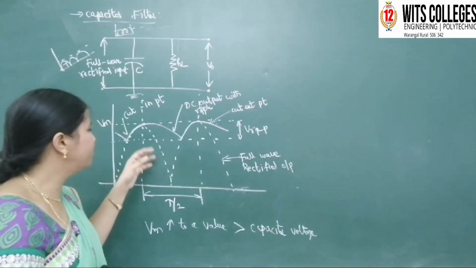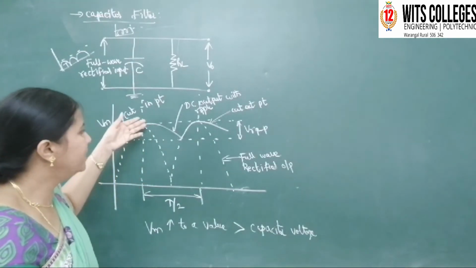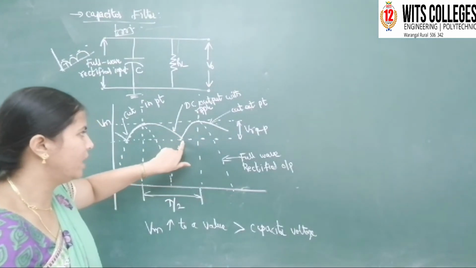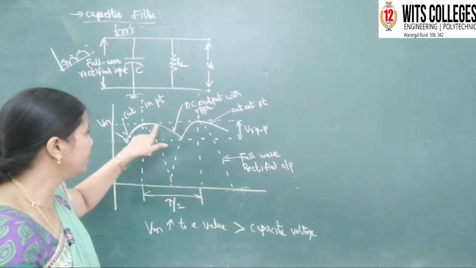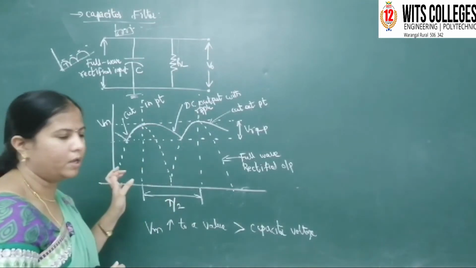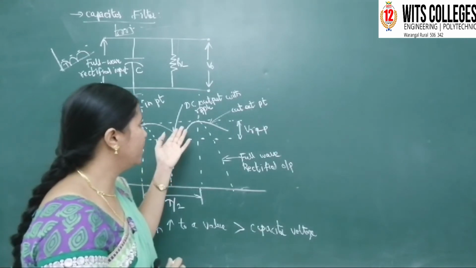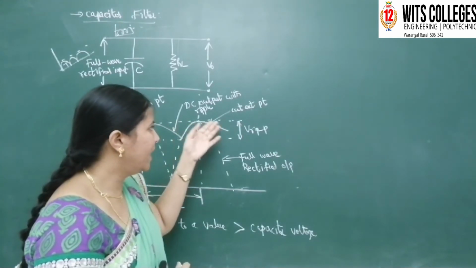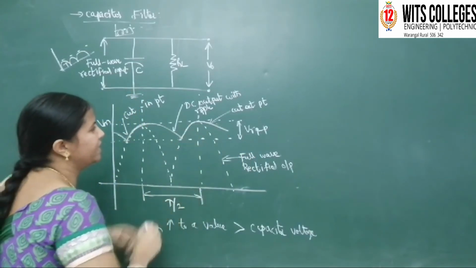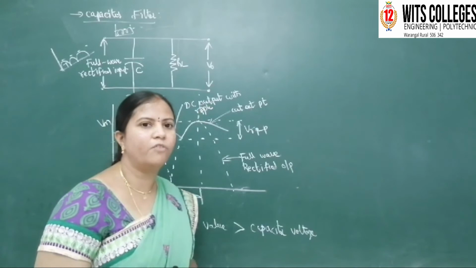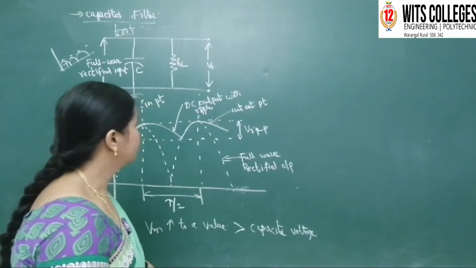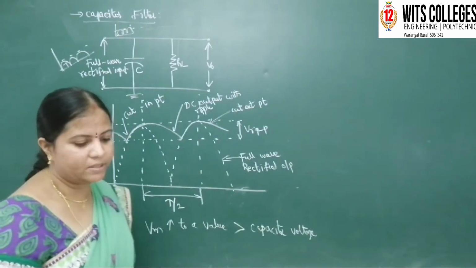This process continues. During the negative half cycle it discharges, and after that the capacitor is again charged and discharged. So you will get a waveform like this, which is the DC output with a small amount of ripples. So this is the operation of the capacitor filter.